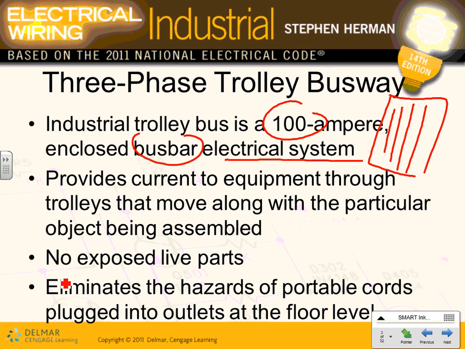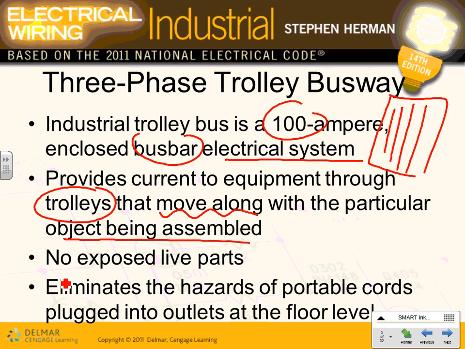Provide current to equipment through trolleys. That's the whole idea, guys. You have that trolley that moves. The notoriously famous difference is it moves with the particular object being assembled. So you can move it with the particular object being assembled from point A along a predetermined area. You can't just move it everywhere else.